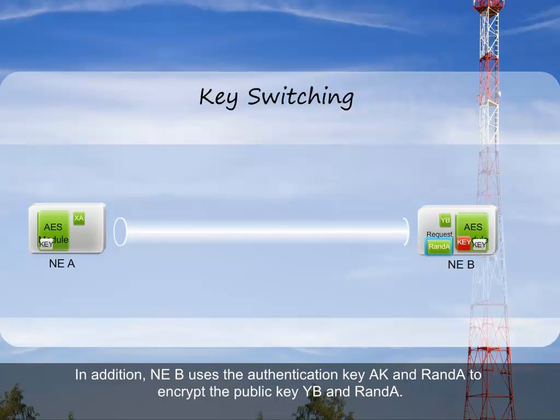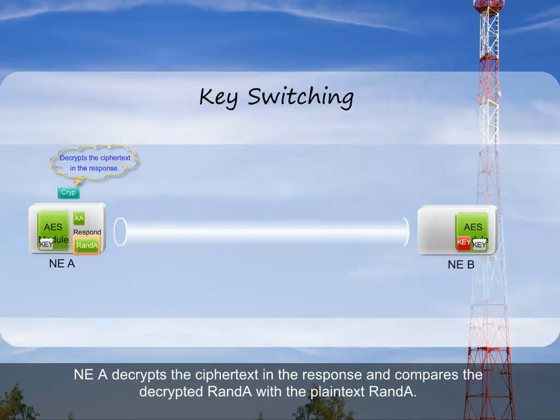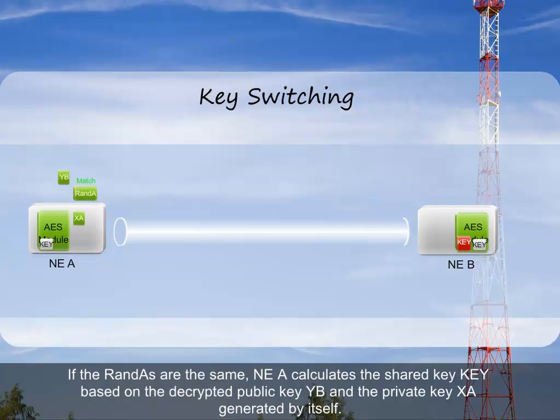In addition, NEB uses the authentication key AK and RNA to encrypt the public key YB and RNA. NEB transmits a key negotiation response to NEA. The response contains the RNA and the encrypted public key YB and RNA. NEA decrypts the ciphertext in the response and compares the decrypted RNA with the plaintext RNA. If the RNAs are the same, NEA calculates the shared key based on the decrypted public key YB and the private key XA generated by itself.